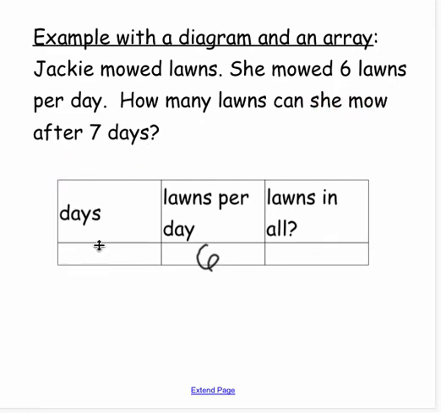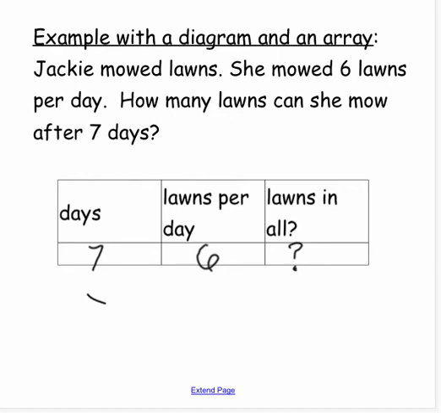So down where it says days, I want to write 7. And how many lawns can she mow? I'm looking for a total. So where it says lawns in all, I'm going to put a question mark. Now, to solve this problem, I'm going to draw an array.